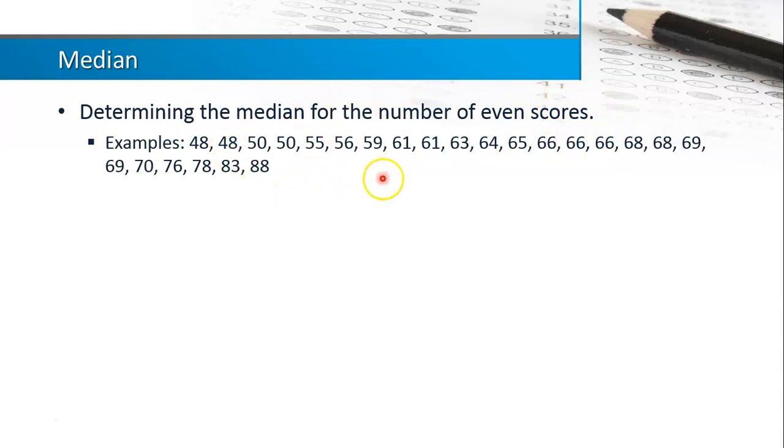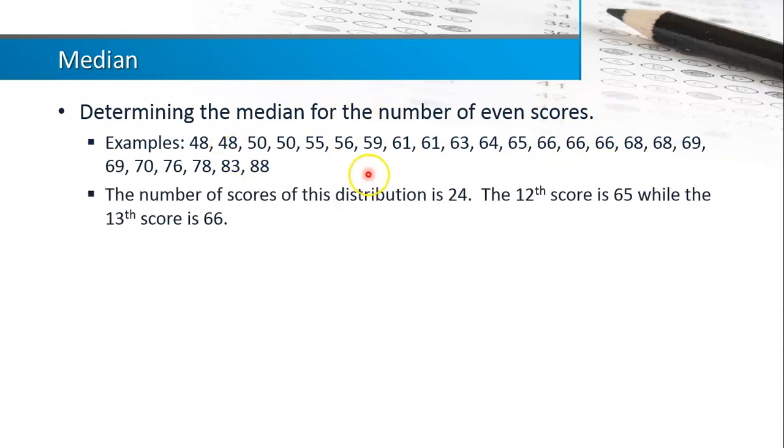If your set of data has an even number of scores, we have a bit of calculation. For example, here we have 24 scores. So you divide 24 by 2 and get 12. But since 12 is an even number, you're going to have a problem there. So you need to calculate. So 12 and 13 will be somewhere in the middle.